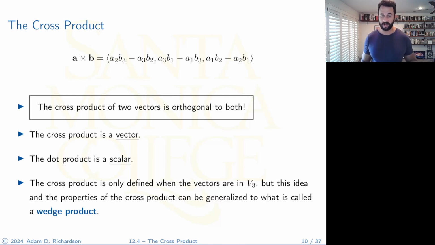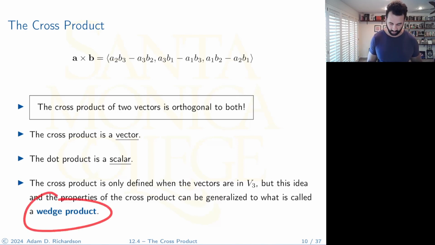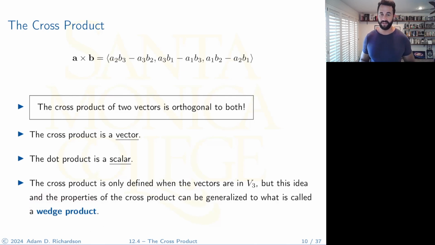Another important point is that the cross product as we see it here is only defined when the vectors are in V3. So this is one of those situations where the generalization isn't as intuitive as you might think. There is a way to generalize the idea of a cross product with what is called a wedge product. Wedge products are things that you study when you start studying differential geometry and Riemann surfaces and things like that.